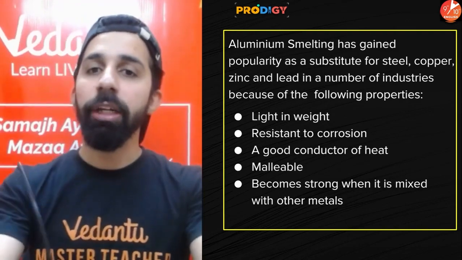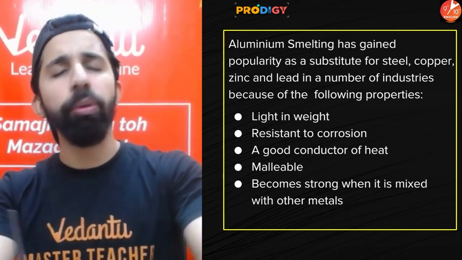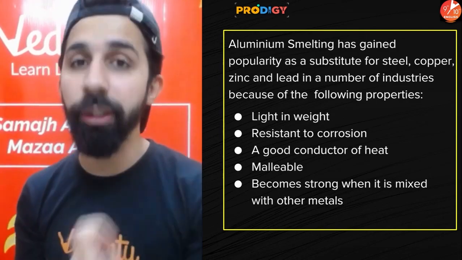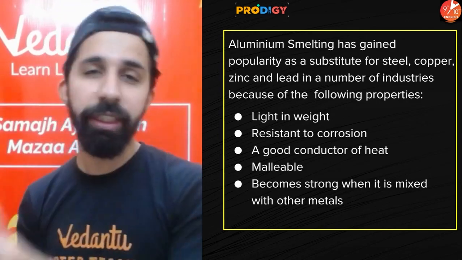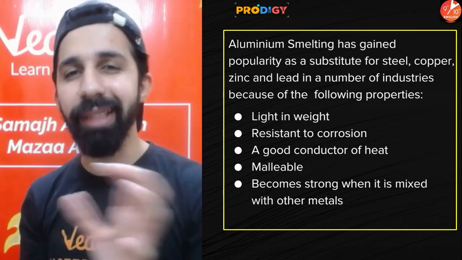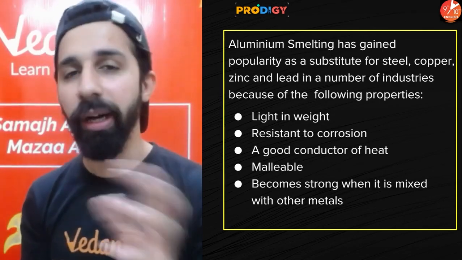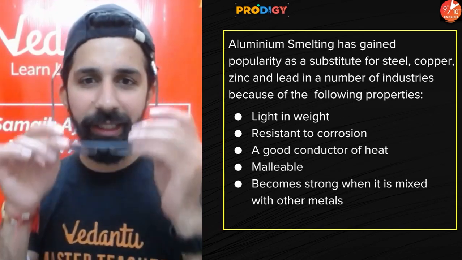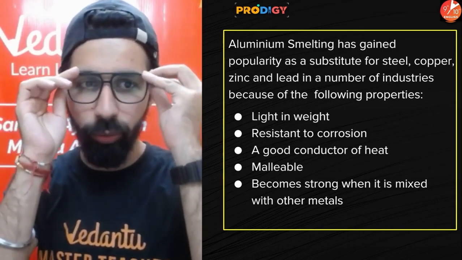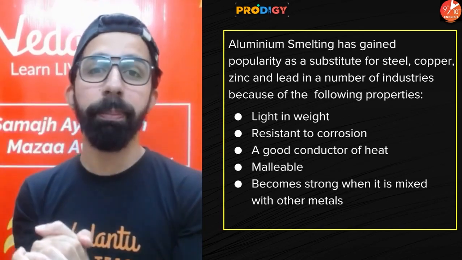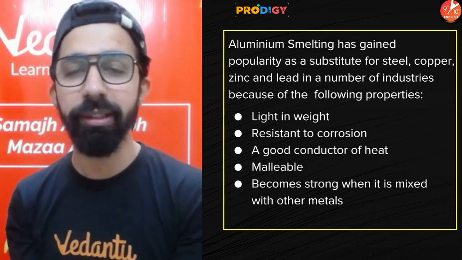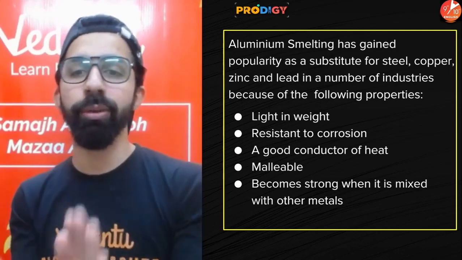Now guys, aluminum smelting has gained popularity. Why? Because it is now a very good substitute for steel, copper, zinc, and all such things. First of all, it is light in weight. Second, it is resistant to corrosion. Corrosion is basically the breaking down of materials due to a chemical process. So it is resistant to corrosion.